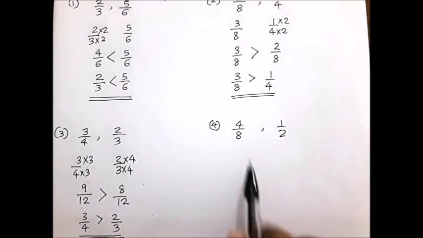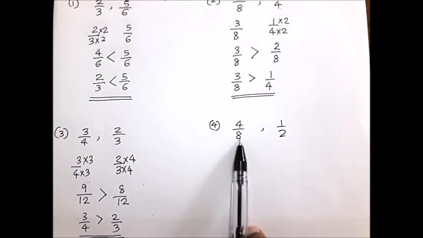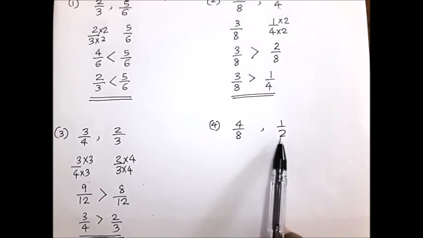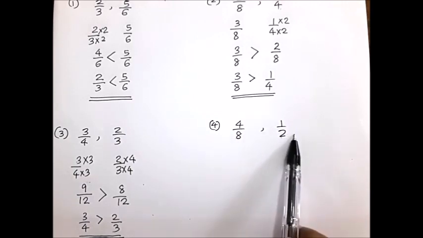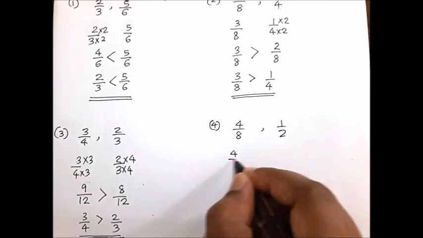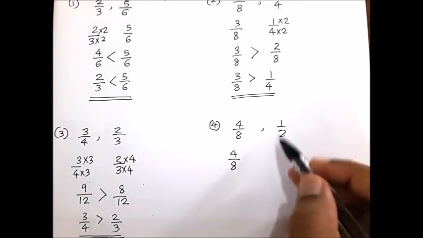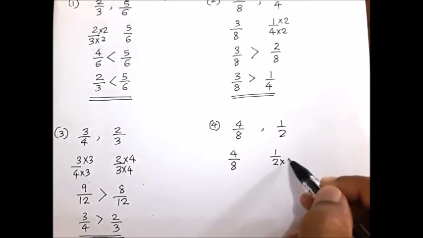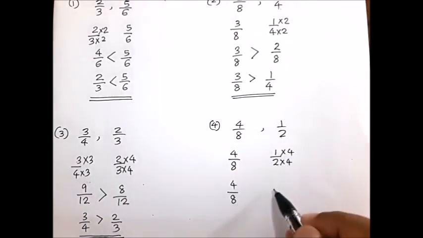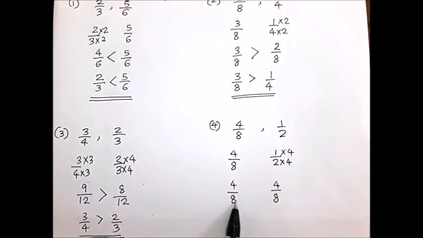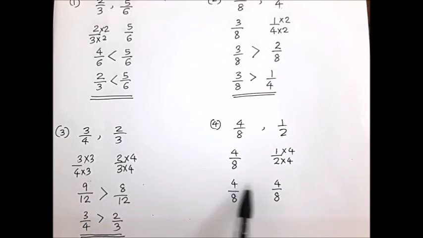Then fourth example, denominator is 8 and here denominator is 2. You can convert 2 into 8 by multiplying this one by 4. So write 4 over 8 as above. Then multiply this one by 4. 4 over 8. Here 1 multiplied by 4, 4. 2 multiplied by 4, 8. What can you say about these two? Numerators equal, denominators equal. These two are equal fractions.